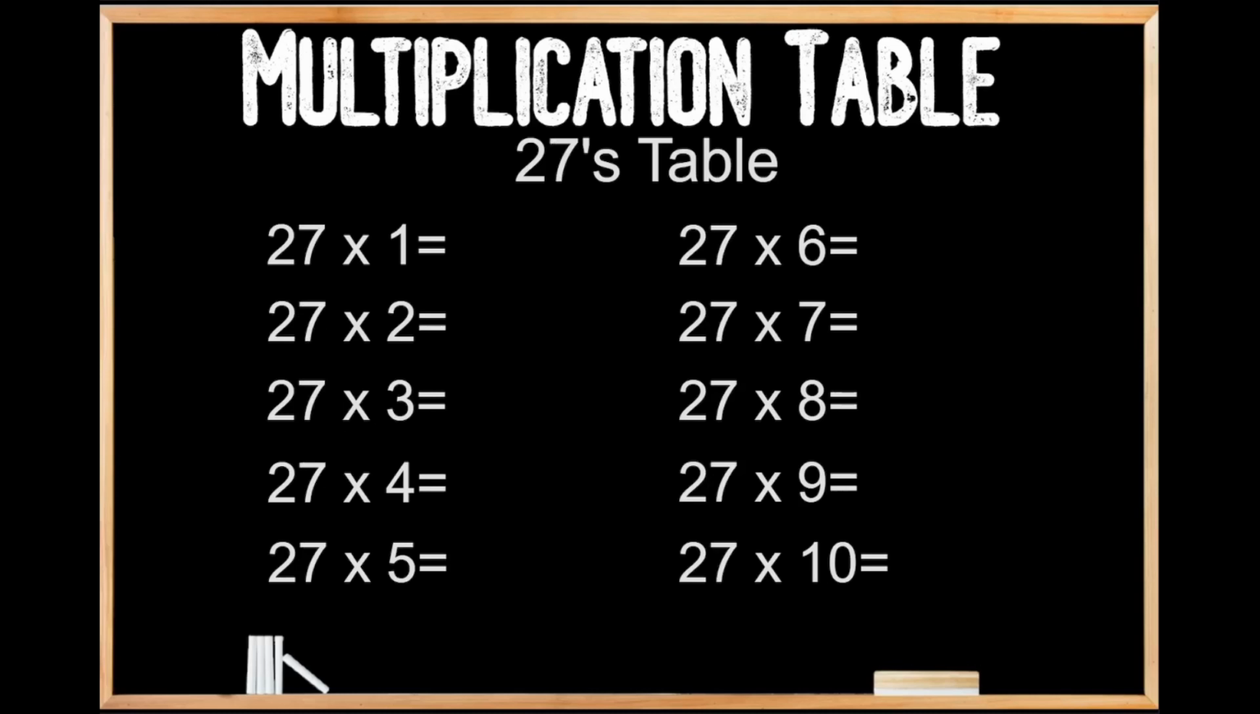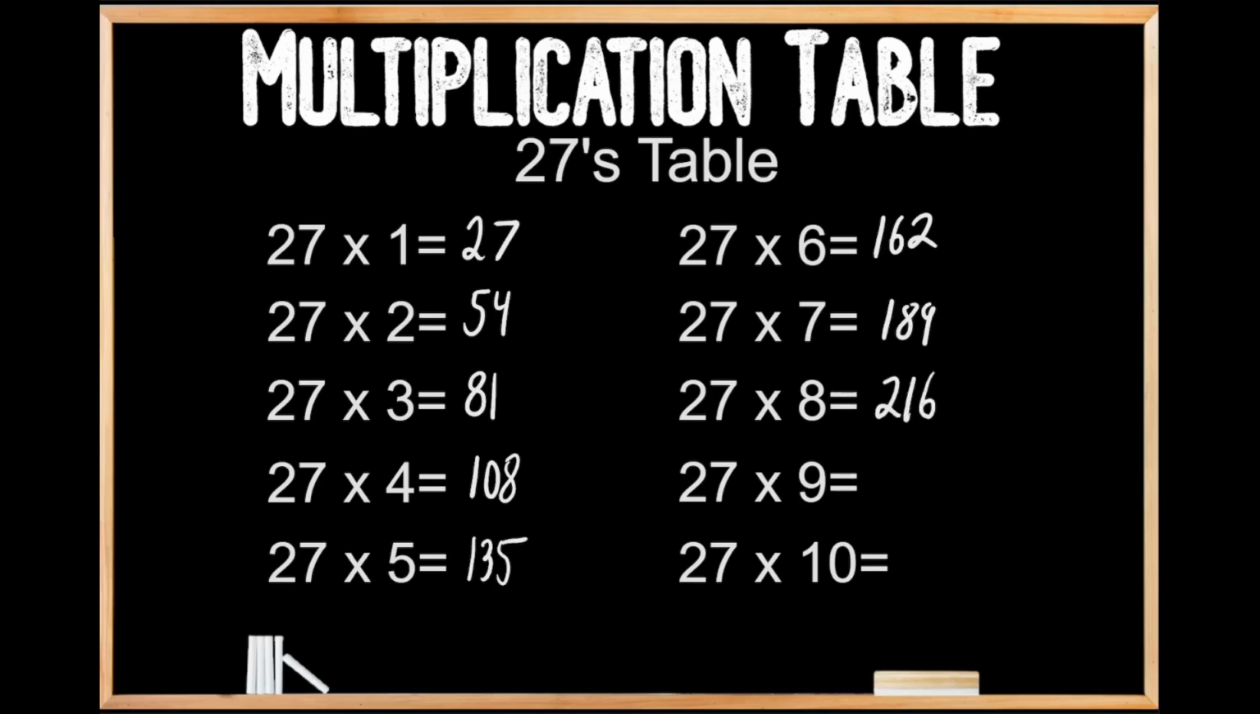27's table. 27 times 1 is 27. 27 times 2 is 54. 27 times 3 is 81. 27 times 4 is 108. 27 times 5 is 135. 27 times 6 is 162. 27 times 7 is 189. 27 times 8 is 216. 27 times 9 is 243. And 27 times 10 is 270.